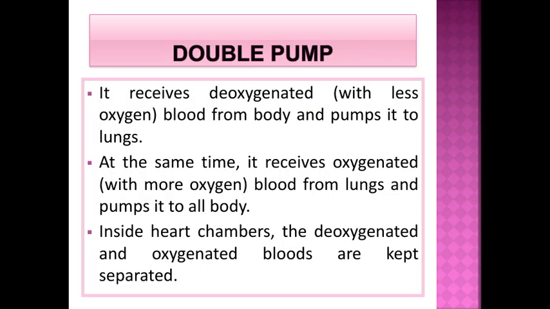Now the function of the heart is that it acts as a double pump because it receives deoxygenated and oxygenated blood at the same time. Deoxygenated blood means the blood with less oxygen, and oxygenated blood means the blood with more oxygen. So it receives deoxygenated blood from the body and pumps it to the lungs. The blood that comes from the body is deoxygenated blood and it goes towards the lungs so that it can carry oxygen there, while the oxygenated blood moves from the lungs to the body.